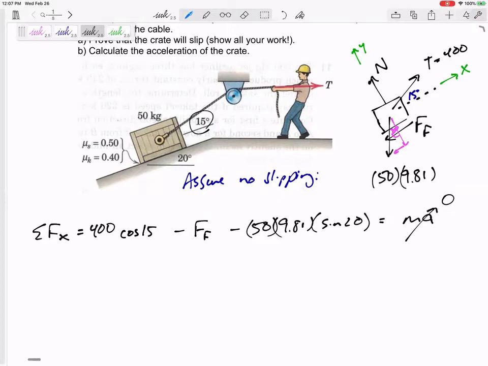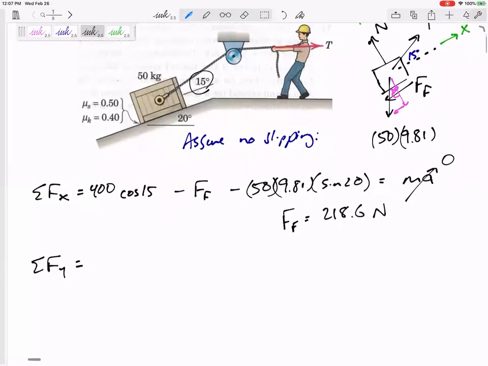All right, so that one equation only has one unknown. So I'm going to go ahead and solve for the force of friction. Force of friction 218.6 newtons. So I need to make sure that's possible. I know the maximum is mu s times N. I haven't found N yet. So how could I find N? Sum the forces in the Y, right? N minus 59.81 cosine 20.